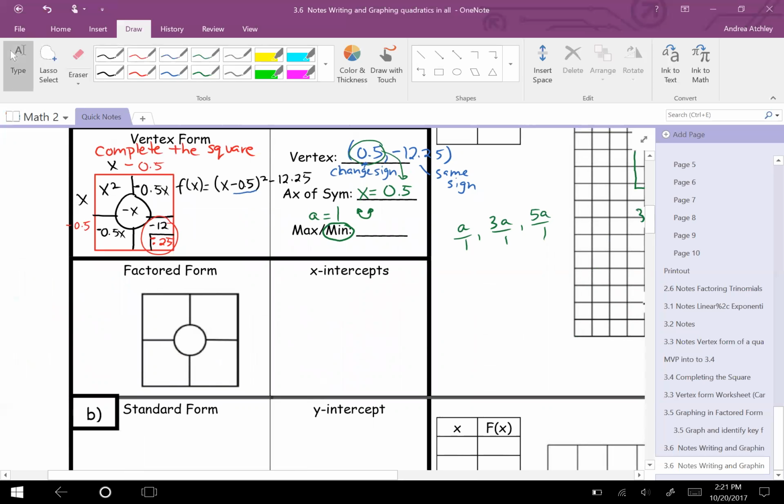Someone was saying it over here. Factor it. I have to factor it out to get it in factored form, because once I see it in factored form, I know I can find my x-intercepts from that. So we're going to factor this, x squared, negative x, negative 12. Remember, we're looking for the length of the sides here.